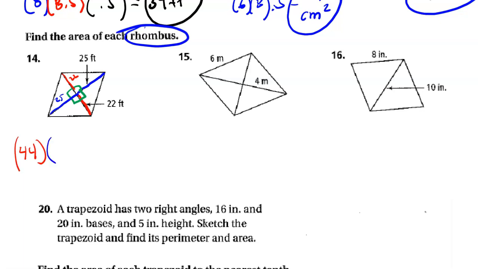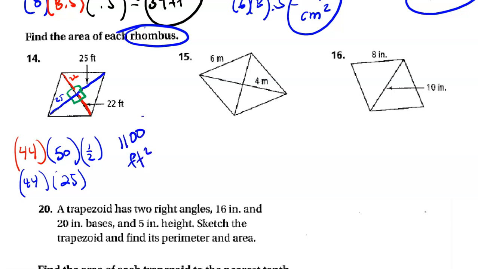So now I have one diagonal times the other diagonal times 1/2, or 0.5. So half of 44 is, actually I'm going to go half of 50 is 25. And then times that by 44. 25 quarters would be $11. So 1,100 feet squared. Hopefully my mental math isn't screwing me up there.